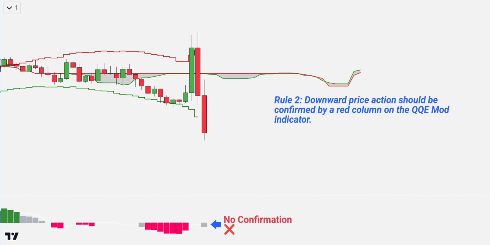After identifying a potential opportunity based on Rule 1, we must further confirm the strength of the downward price action. The presence of a red column on the QQE mod indicator provides additional assurance that the bearish momentum is robust and aligns with our criteria for entering a short position.